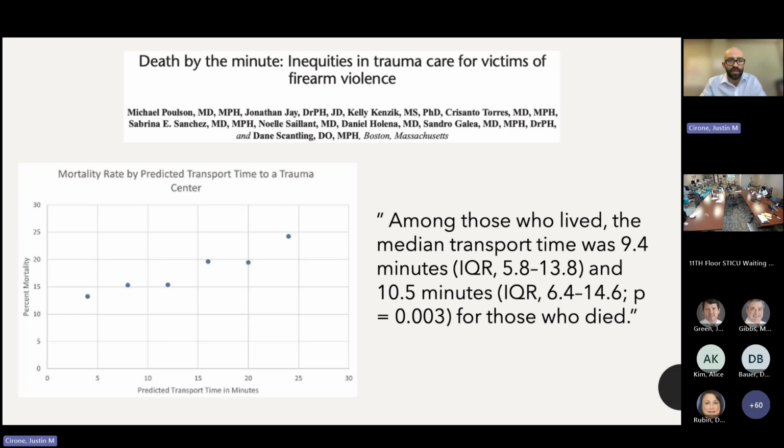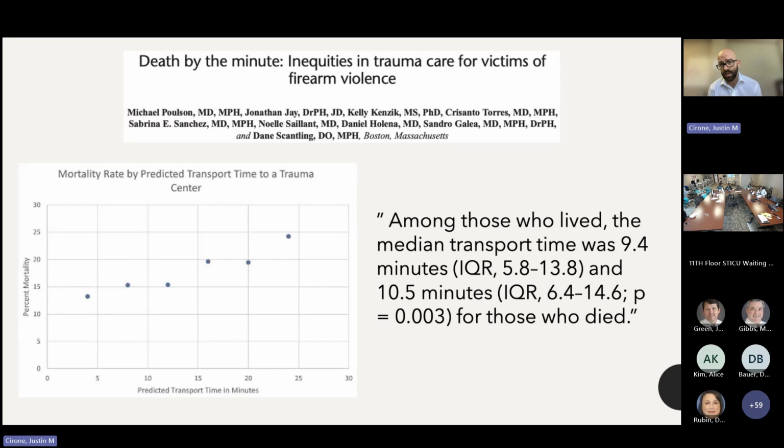To emphasize the importance of time, this was an interesting study for two different reasons. It's called Death by the Minute: Inequities in Trauma Care for Victims of Firearm Violence. I do a lot of work with firearm violence and have a personal connection and do a lot of research with it. But this study was interesting for two reasons.